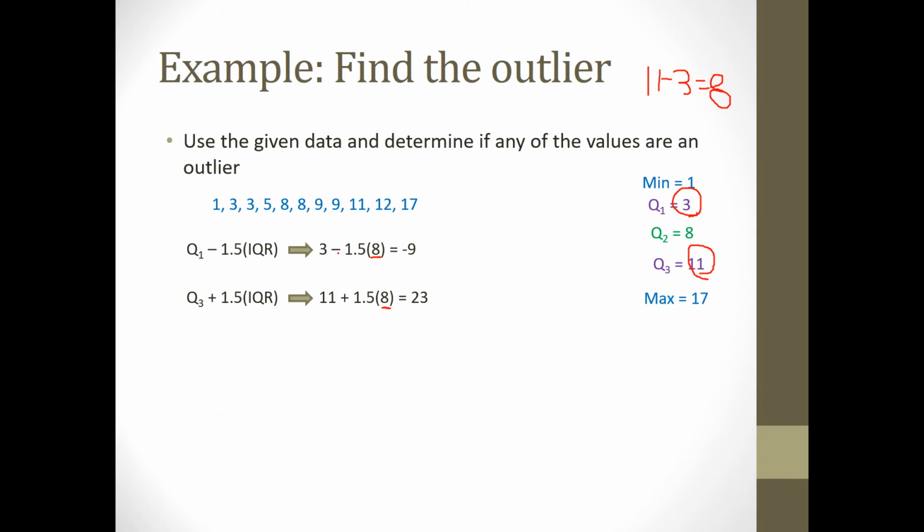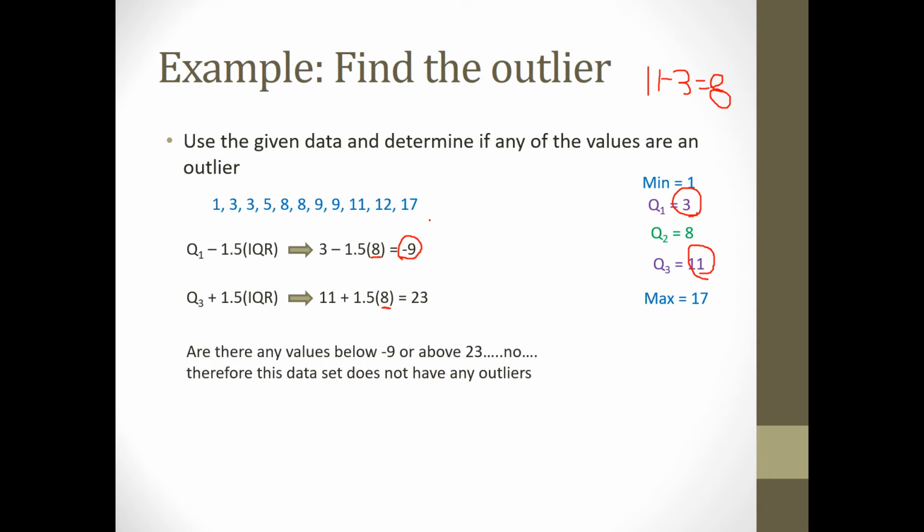Now I'm going to do 3 minus 1.5 times 8, and that gives me -9. And then 11 plus 1.5 times 8, and that's 23. Then I have to decide, do I have any numbers that are smaller than -9? I do not. Do I have any numbers that are bigger than 23? I do not. So since I don't have any numbers below -9 or above 23, this data set does not have any outliers.